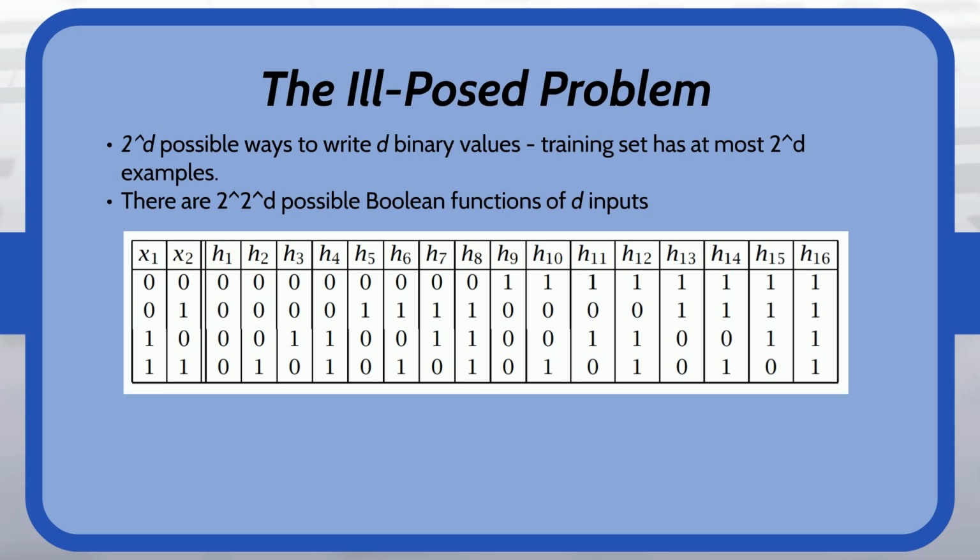In general, mathematically, there are 2 to the power of d possible ways to write d binary values. Since we have 2 values here, x1 and x2, there are going to be 4 possible ways to write these Boolean inputs. And then the training set has at most 2 to the power of d examples. There are at most 4 examples for this particular problem. And then there are going to be 2 to the 2 to the d possible Boolean functions of d inputs. So in this particular scenario, since we have 2 inputs, we are going to have 16 individual unique hypotheses, and any one of them could be correct.